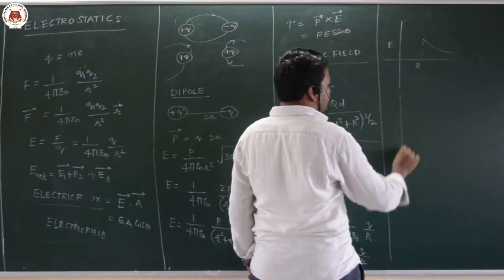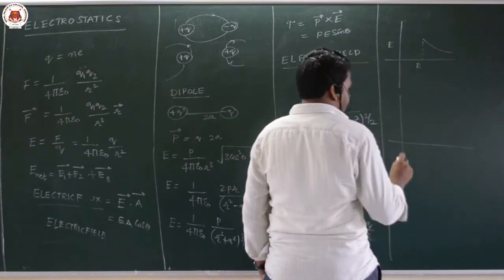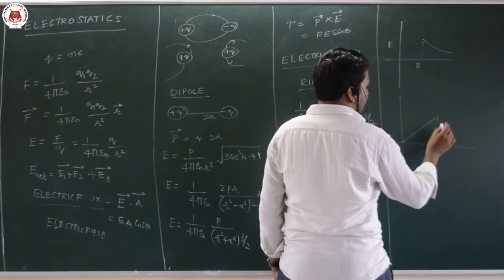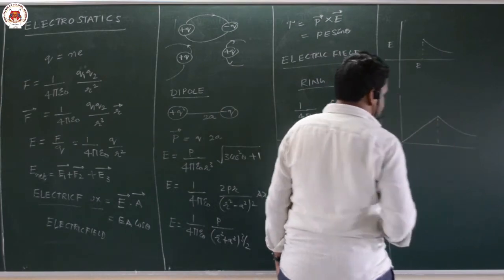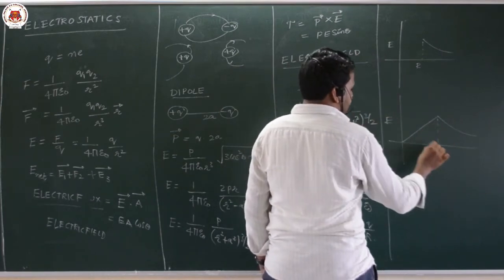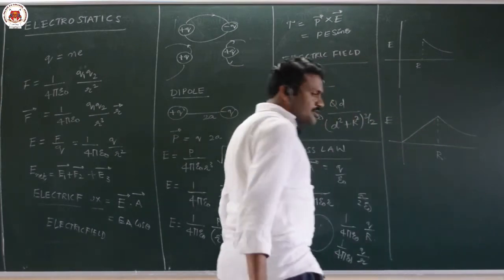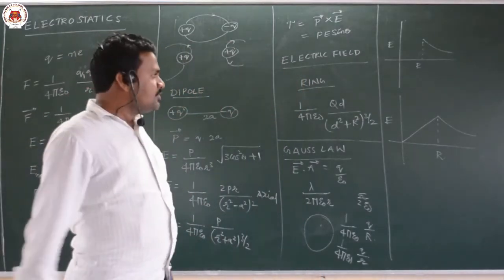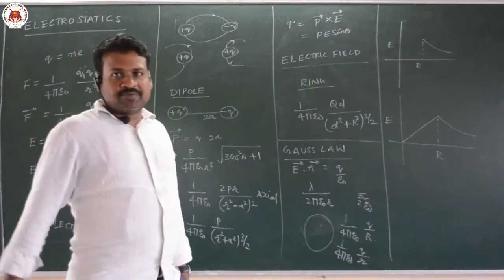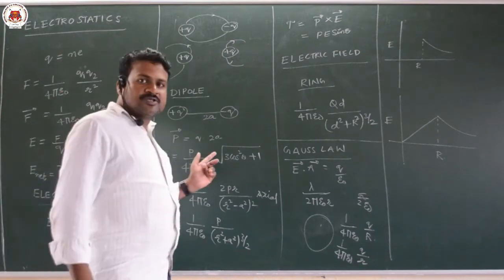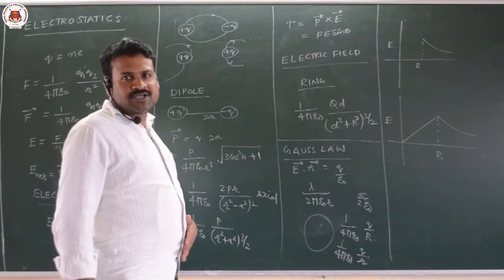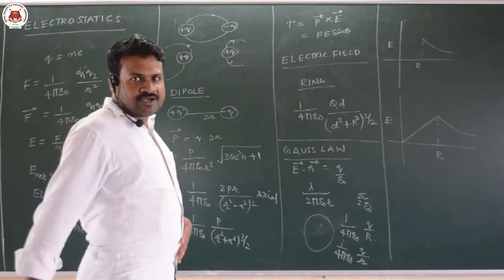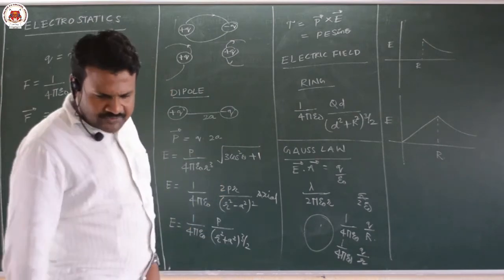If it is solid, electric field is proportional to R up to the radius, then afterwards decreases like this. This is the difference. When I was discussing gravitation also, I told the same thing. Gravitation and electrostatics both are the same. The only thing is, in place of charge there you will have masses, and the type of force there is only attraction, here it is repulsion as well as attraction.